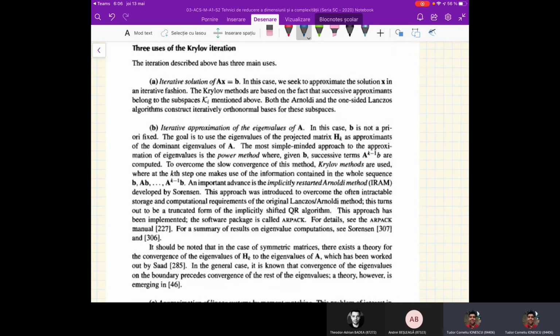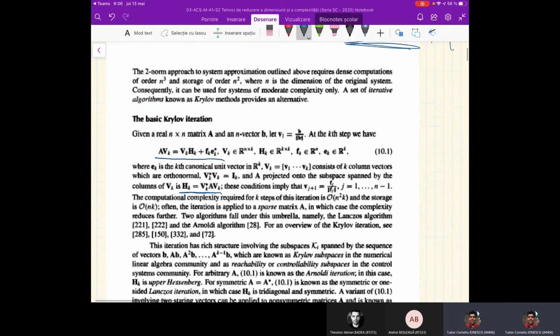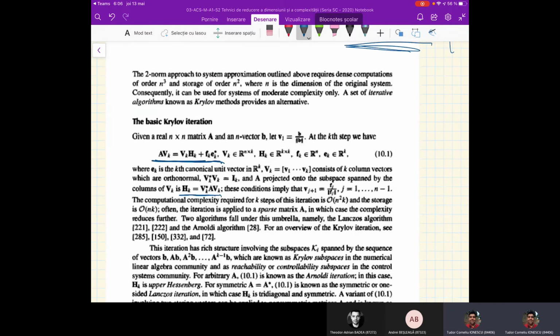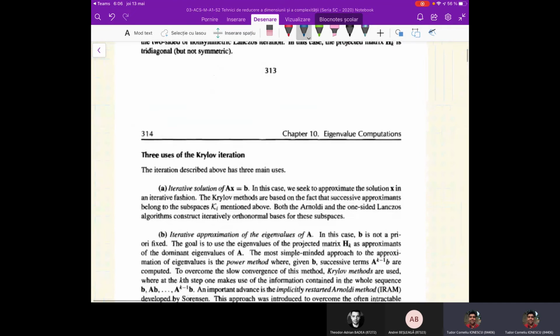Uses of the Krylov iteration. Okay, so this is the general Krylov iteration. That's what it says here. And where is it used? You see here that you project the matrix onto some subspace, or you reconstruct the matrix from this H matrix, adding, if you can see here, a rank 1 update every time. This is a rank 1 matrix. Fk is a column, Ek star is a line. So a column times a line makes a rank 1 matrix. Okay, as we all know.